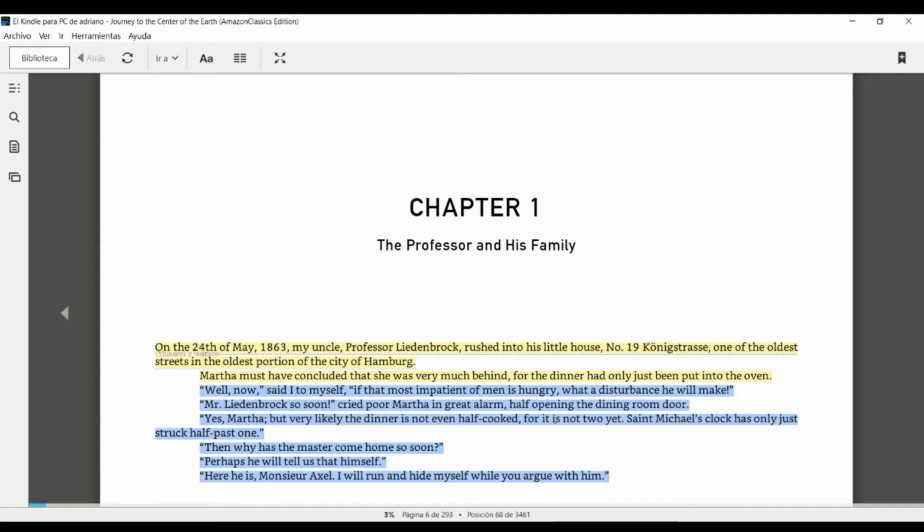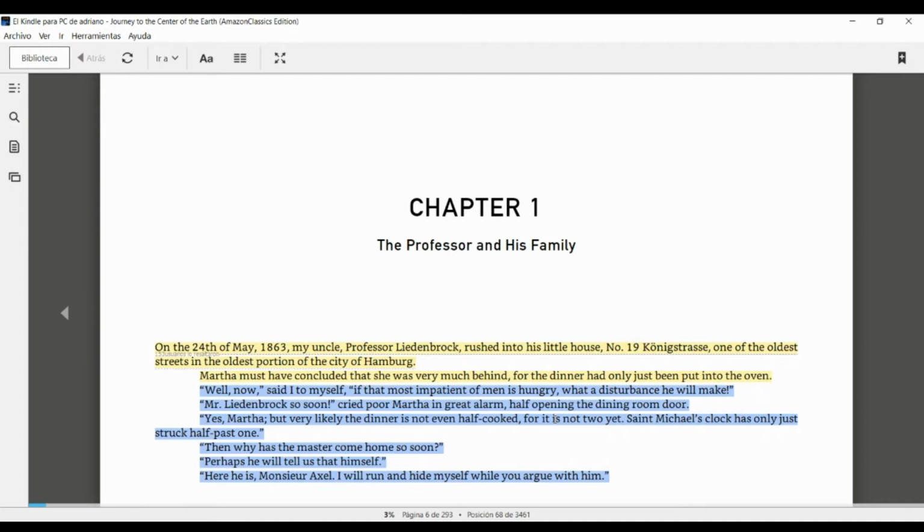Well, first and foremost, he started with a hook, keeping our attention. "On the 23rd of May, 1863, my uncle, Professor Lidenbrock, rushed into his little house, Number 19, Königstrasse, one of the oldest streets in the oldest portion of the city of Hamburg." We have an action. Someone, a university professor, running home. So as a reader, we think, why is the professor rushing home?